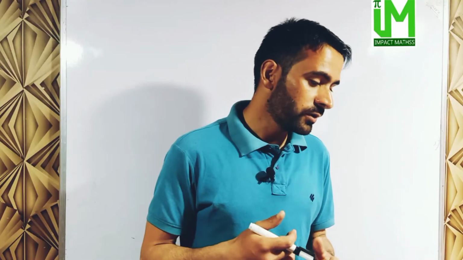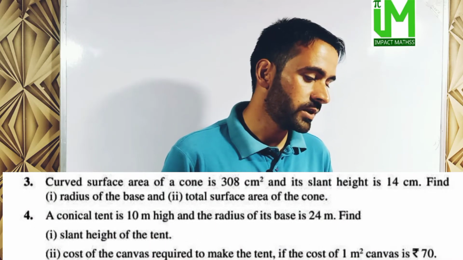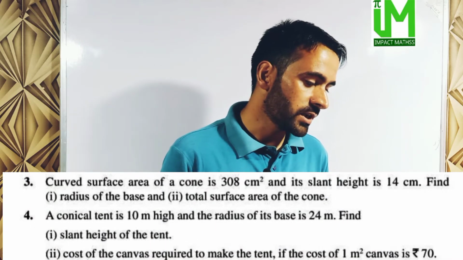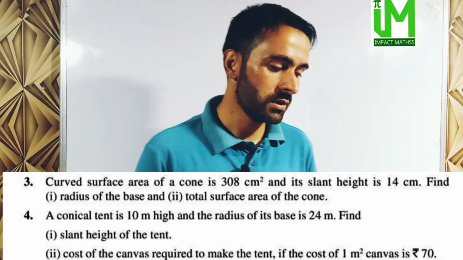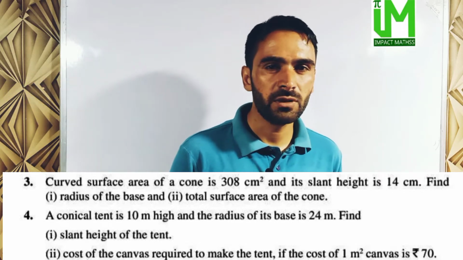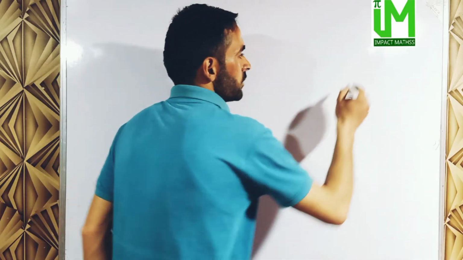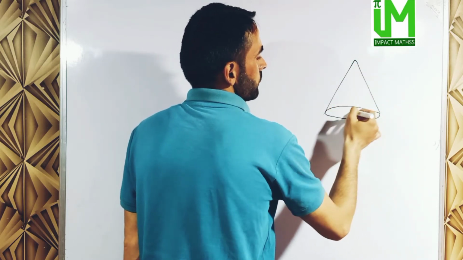Question number 4. A conical tent is 10 meter high and the radius of its base is 24 meter. Find the slant height of the tent, and number 2, the cost of canvas required to make the tent if the cost of 1 meter square canvas is ₹70. Again, it is similar to question number 3. Let us quickly see.